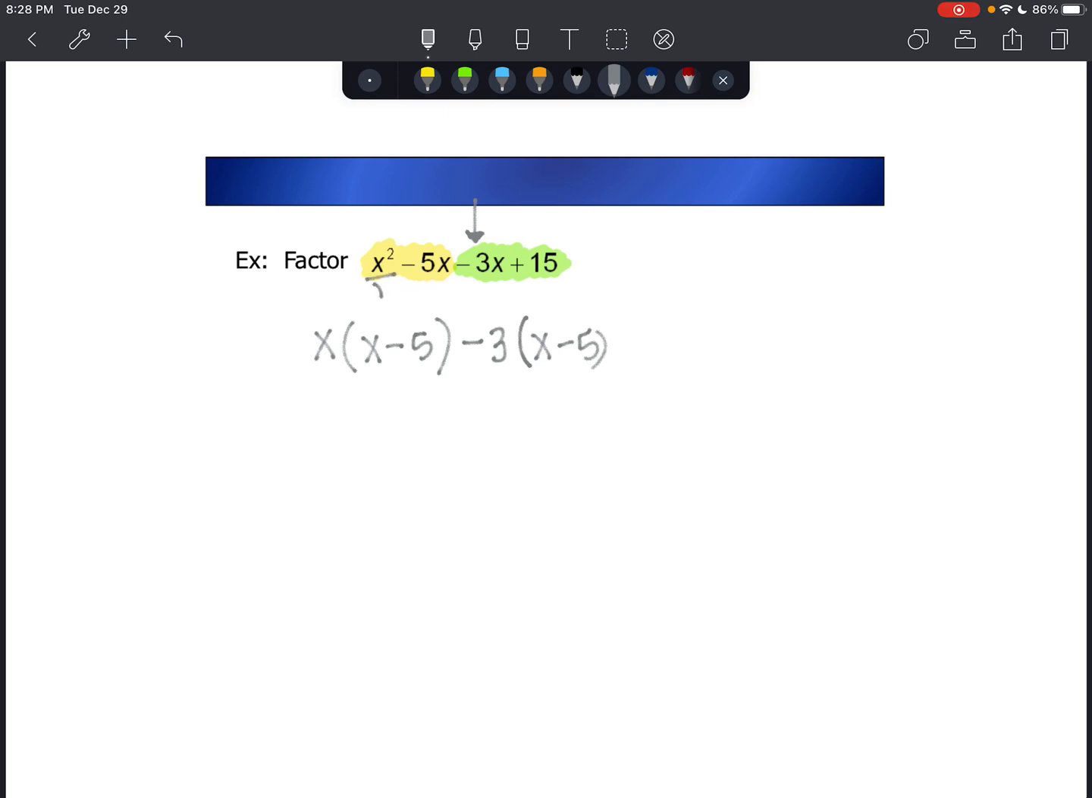Factoring here. We factored out that greatest common factor of x, so that x went to the outside, factored out negative 3. Negative 3 came to the outside. Positive 15 divided by negative 3 gives us that negative 5. Now we have 2 terms again. Now we went from 4 terms to 2 terms. So here's one term, x times x minus 5, and here's another term, negative 3x times x minus 5.